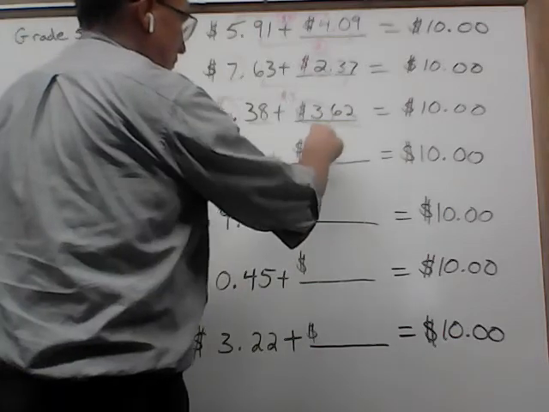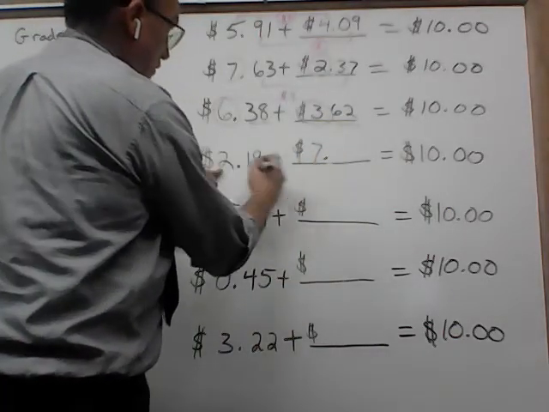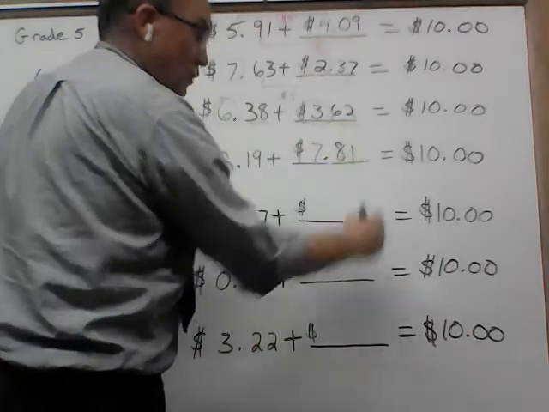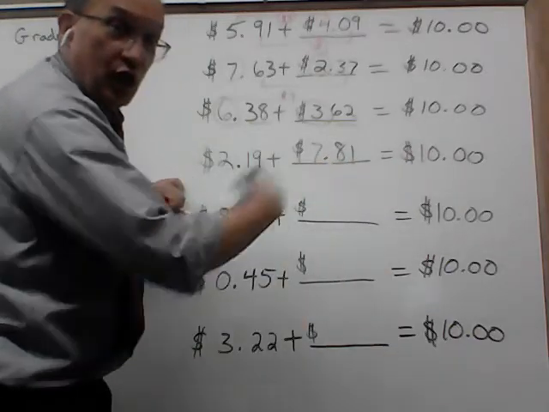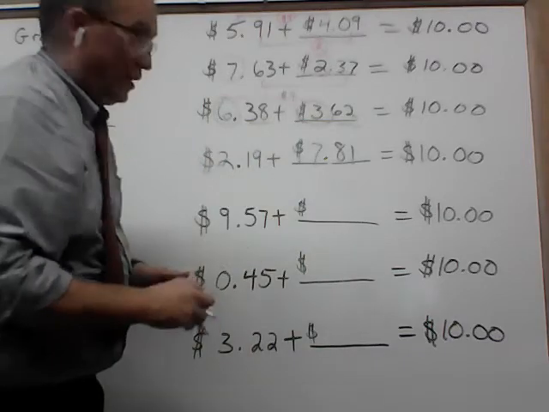$2.19, $7. We'll add to the $2 to make $9, and then we need another dollar. We've got 19 cents, 81 cents. 19 plus 81 is 100 cents, which is $1, plus the 9 is $10.